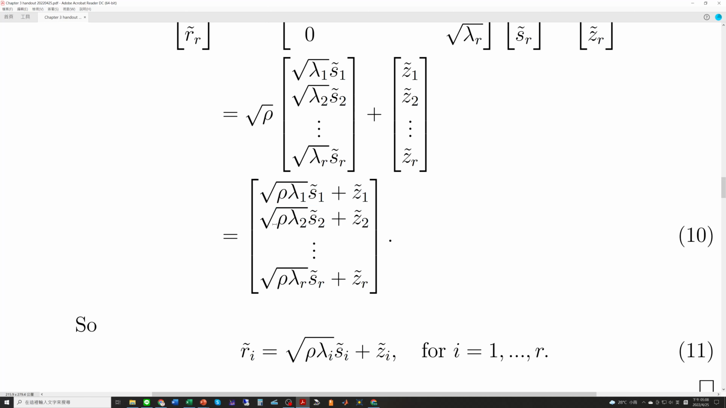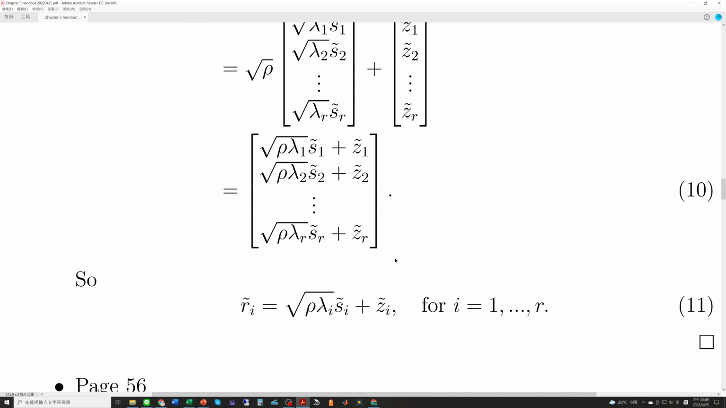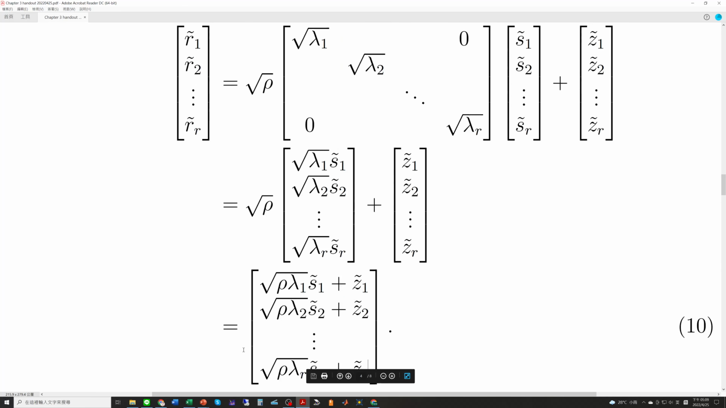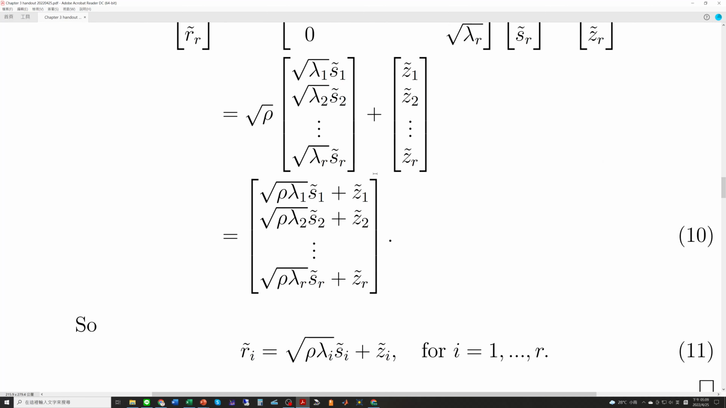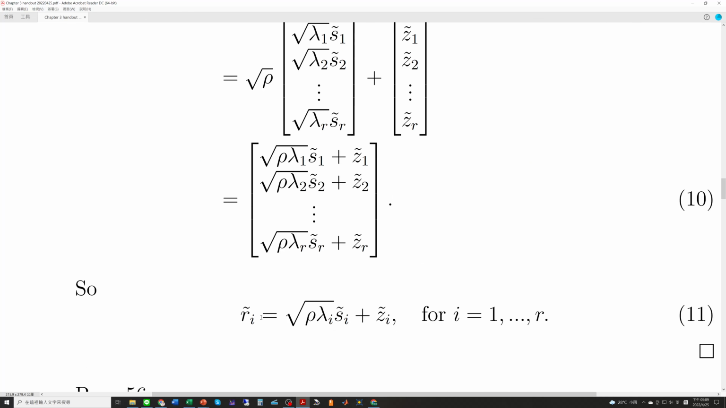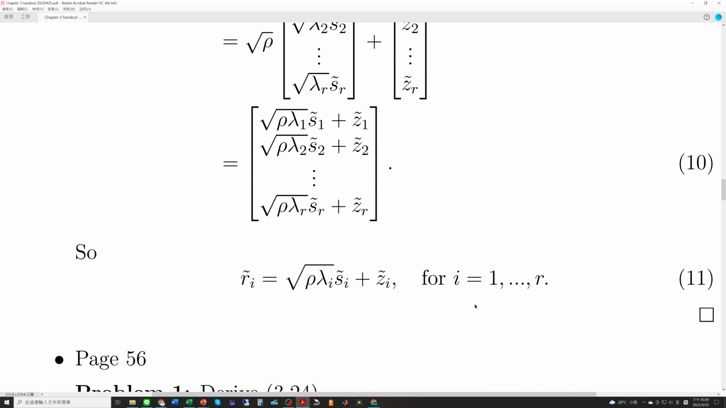And the square root of rho times lambda 2 times S tilde 2 plus Z tilde 2, and so on. Finally, the last element is the square root of rho times lambda R times S tilde R plus Z tilde R. Okay, so we can see that R tilde i is the ith element of this vector, and it should be equal to the ith element of this vector, which is equal to the square root of rho times lambda i times S tilde i plus Z tilde i, for i equal to 1 to R. Okay, so this completes the solution.